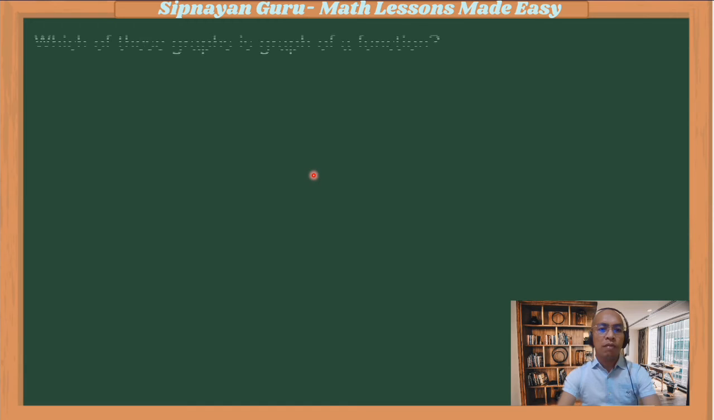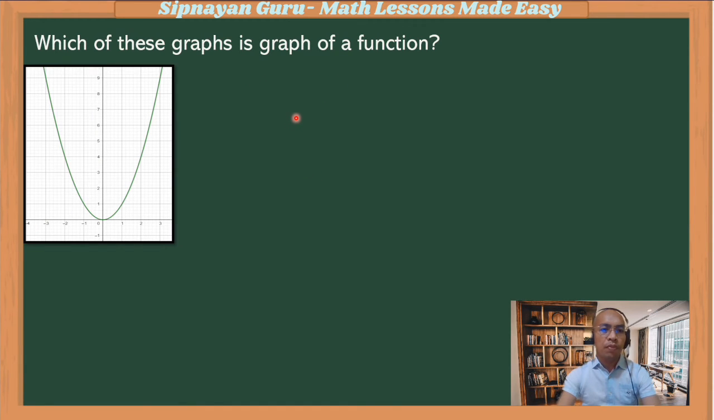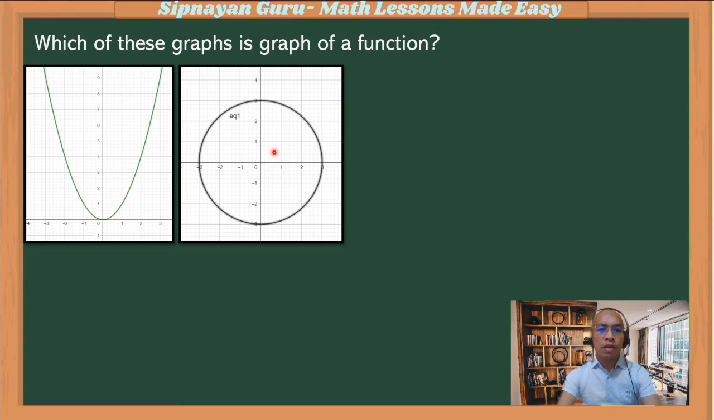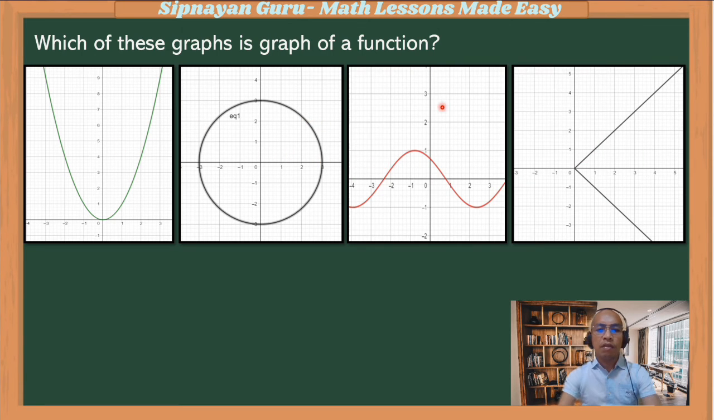So let's try to have this example. Which of these graphs is a graph of a function? First graph, second, third, and fourth. So this is our vertical line. The vertical line passes only once here. In this case, it passes twice, the top and below. In this graph, it passes the graph only once. And in this graph, the absolute value graph, it passes the graph at 2 points.